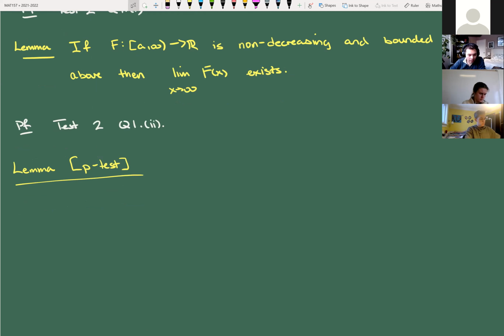Okay, so the final lemma we're going to have here is called the p-test, right? Which sounds like something your employer will make you do to check if you've been taking drugs. And it goes like this. I'm going to be a little bit lazy when I write this. The integral of 1 over x to the p dx converges if and only if p is greater than 1.